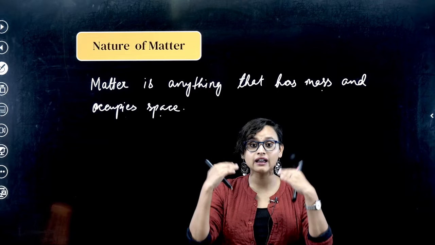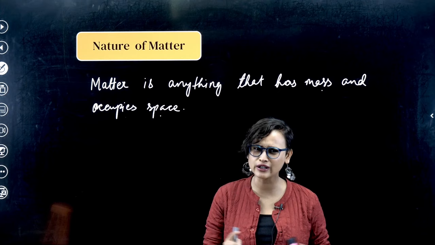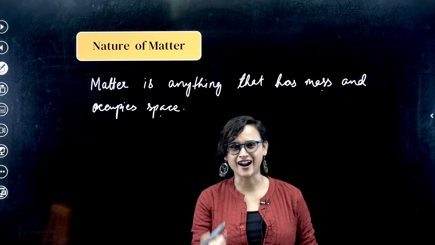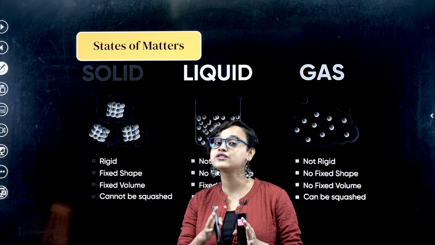So if there are so many things that are matter, you understand that you cannot sit and study about billions of things, right? You'll be like, ma'am, we can't complete chemistry only, there are three parts of chemistry only. How will we complete 1 billion matter? Exactly my point. Which is why we tried classifying the matter.